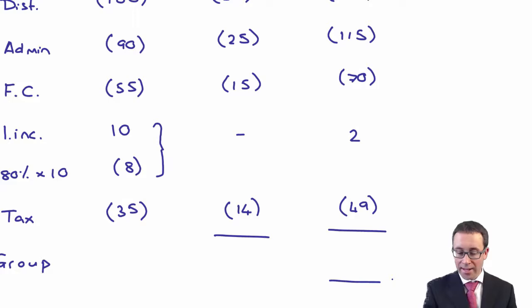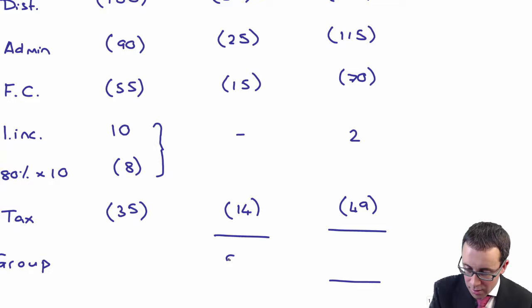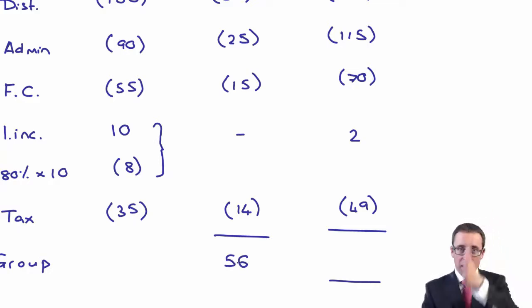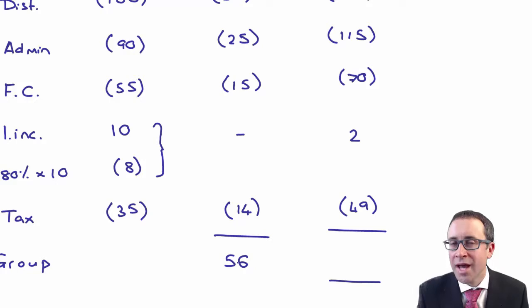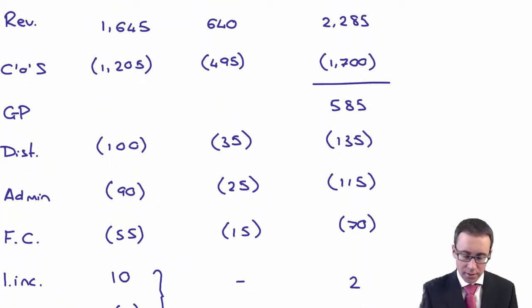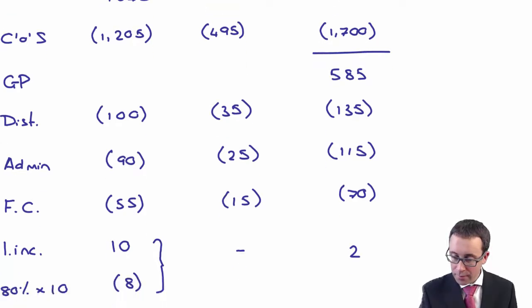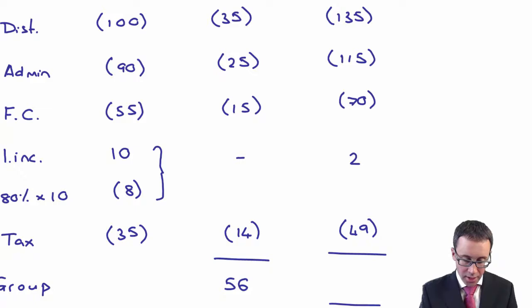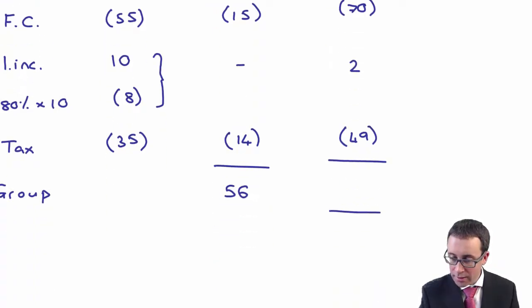And then I'll also work out S's profit for the year. I think S's profit for the year should be 56. Now just check if you add up S's column. There's no adjustment in S, so essentially it's just half of the profits of 112. If we go through that and work out the group profits, 585 less 135 less 115 less 70 plus 2. Deduct 49 gives me 218. So the group profits are 218.